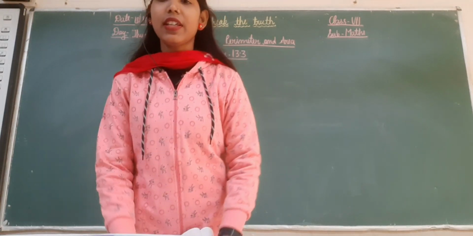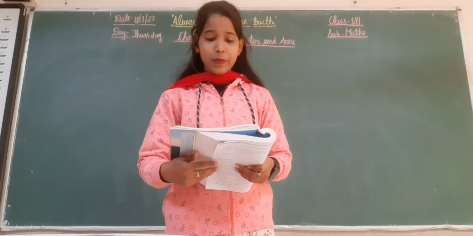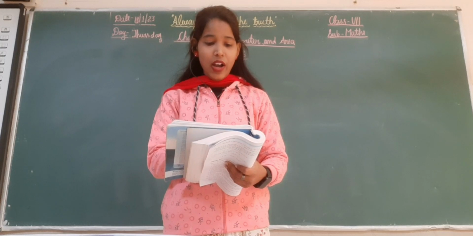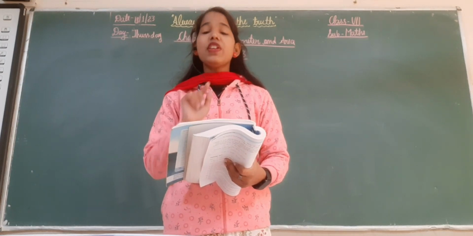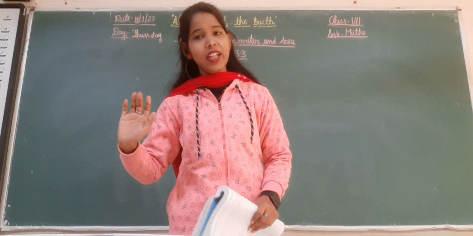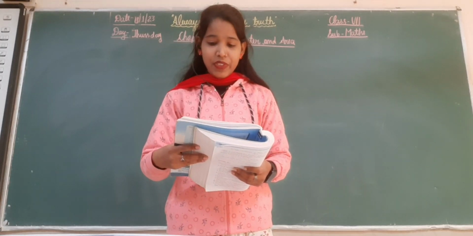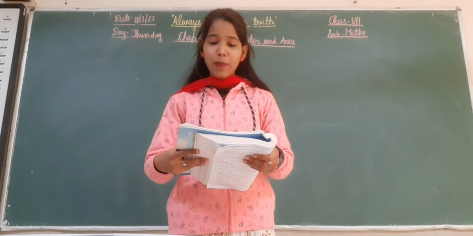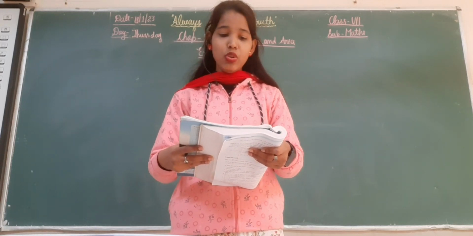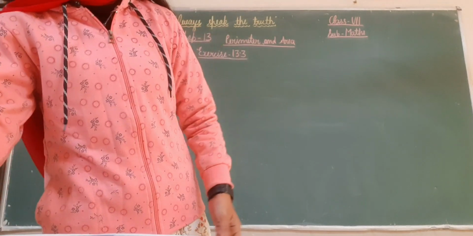So class, what is given here? There is a wire, okay? There is a wire in the form of a square, and the side of the square is already given. And you have to find, if the wire is rebent into the shape of a circle, then find the area of the circle.